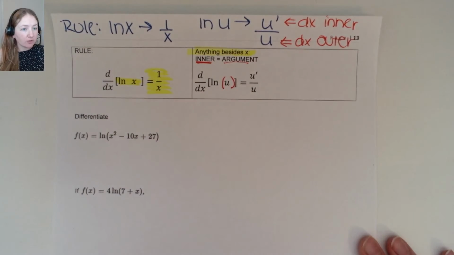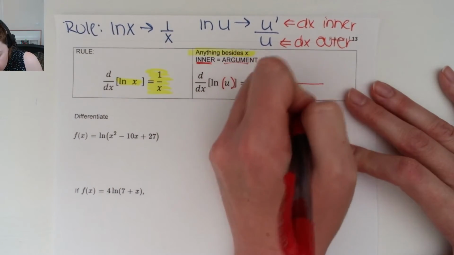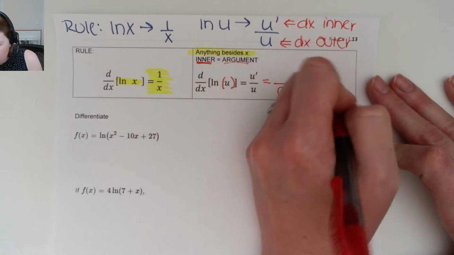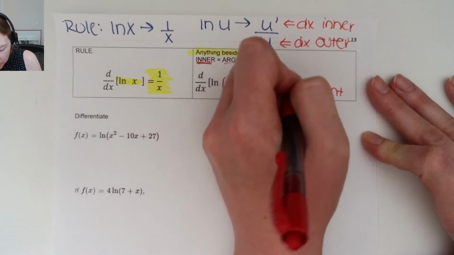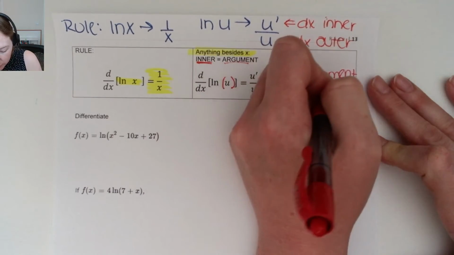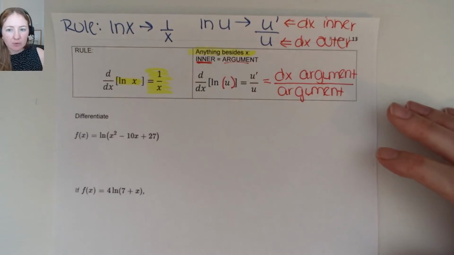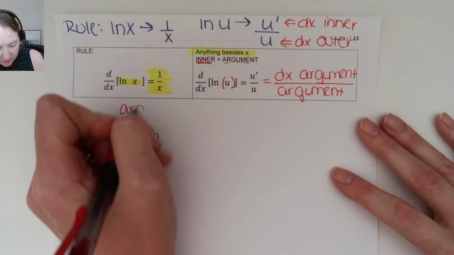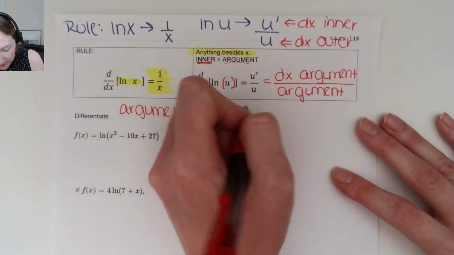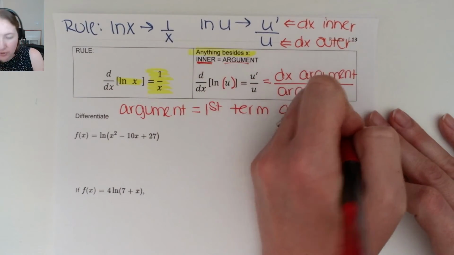Now, the way I like to remember this u prime over u is that it's going to be the argument of the natural log in the denominator, and then in the numerator, we put the derivative of the argument. So a lot of our work is going to be identifying what that argument is. And remember, in general, the argument is the first term after the ln. So the first term after that ln notation.